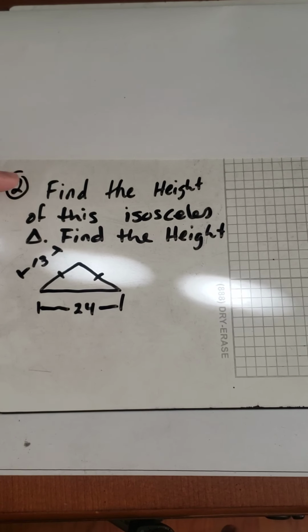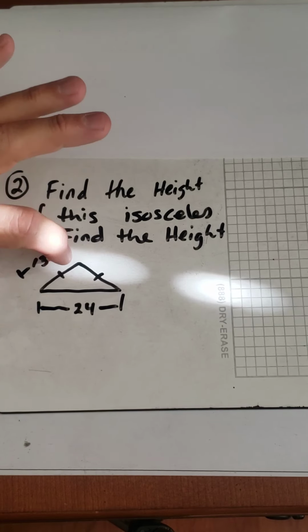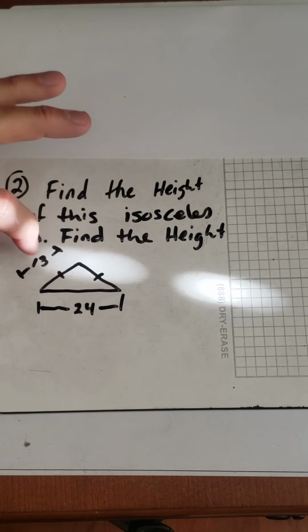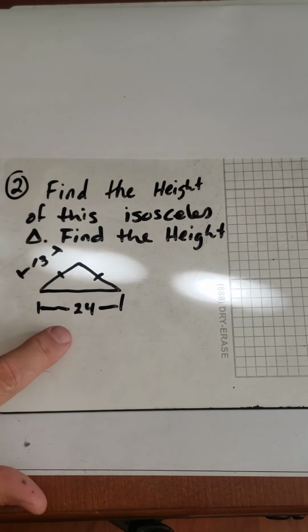So here we want to find the height of an isosceles triangle. If we have an isosceles triangle, we want to find the height, excuse me. Okay, so here it is. I drew my picture already, and these are the dimensions that I have. The congruent sides are 13, and the base is 24.